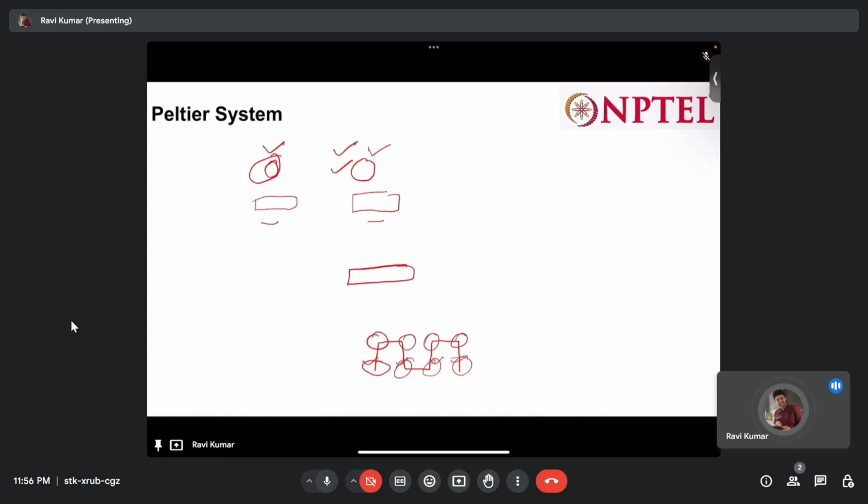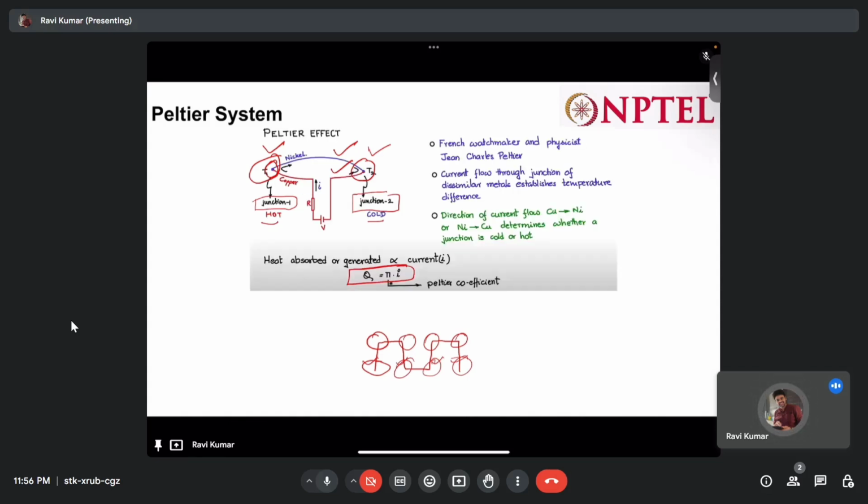Peltier means we have different metals, dissimilar materials, and we have junctions. At the junction there are temperature effects. If current flows from one junction to another, one junction becomes hot and the other becomes cold. This is the basic principle of the Peltier system.